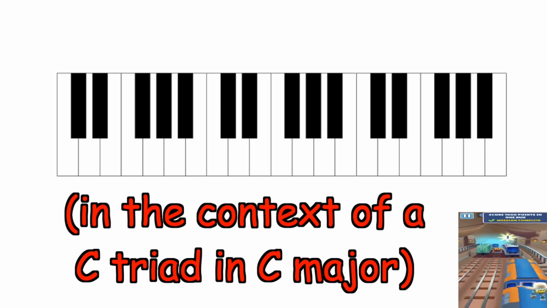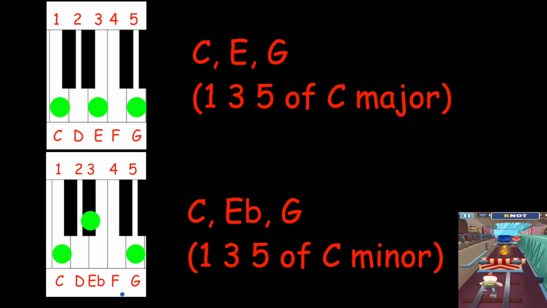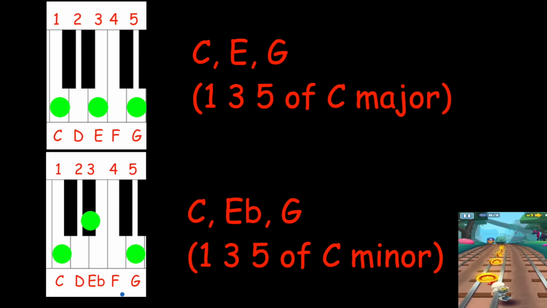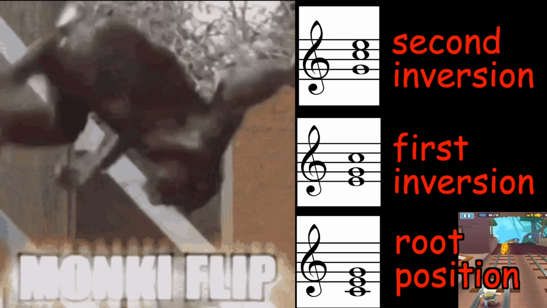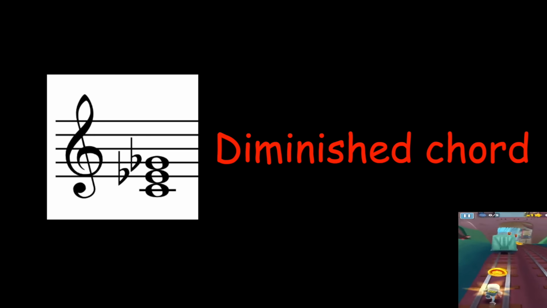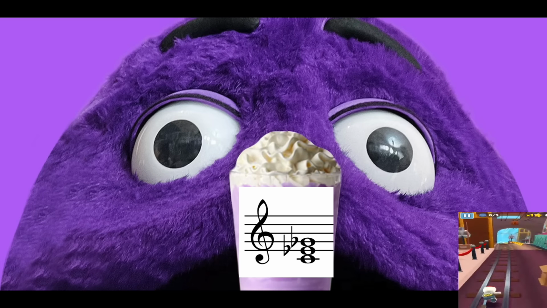A major chord is typically bussin', whereas a minor chord gives off still water energy. If we go back to the scale, it uses the 1st, 3rd, and 5th note. So for example, C, E, and G. These chords can undergo inversions, where the order is flipped like hitting the griddy backwards with a monkey flip. We also have diminished chords where the grimace shake hits.